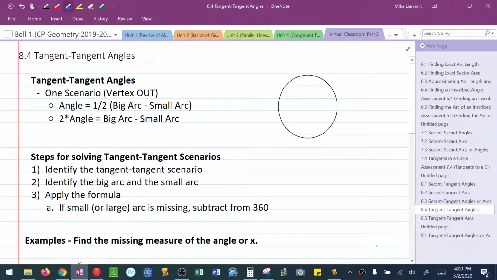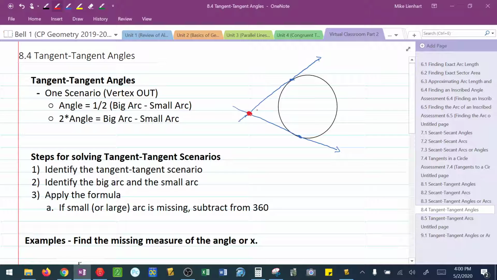The next scenario that you may encounter with angles on circles or in circles is this case called the tangent-tangent angle. Remember, a tangent is a line that intersects the circle in exactly one location. So if I have a tangent and I construct a second tangent, point of tangency right there, so that the vertex of this tangent-tangent scenario is outside. We already know how to handle a vertex out scenario. It's just a new type of angles.